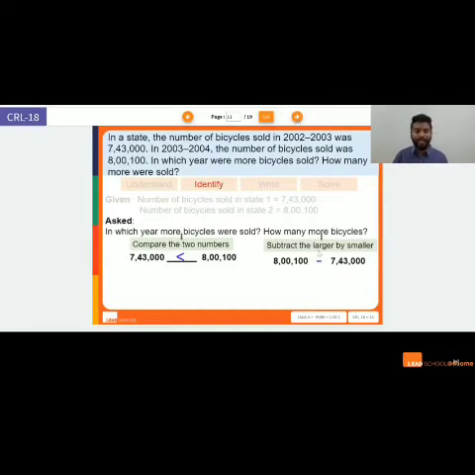So I've identified subtraction to be my operation, and when I compare these two numbers, I know the number of cycles sold in the state in 2002-2003 is less than the number of bicycles sold in 2003-2004 in the same state. Okay, let us go to the next question.